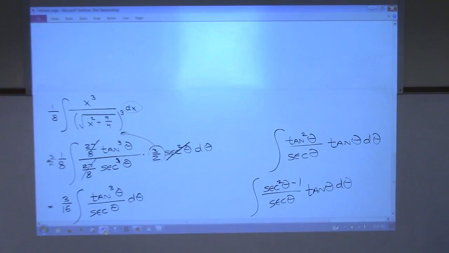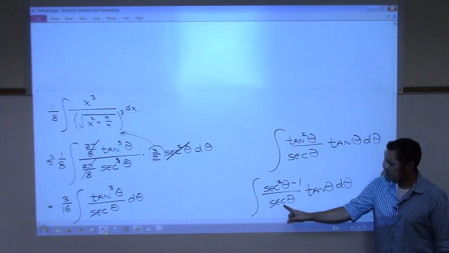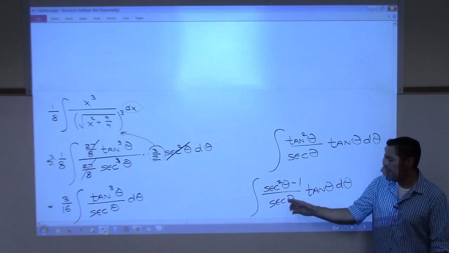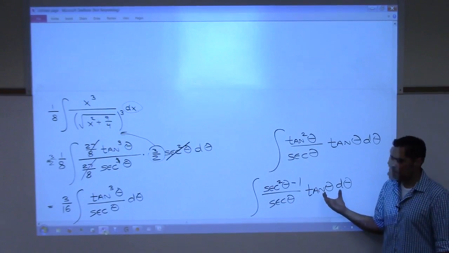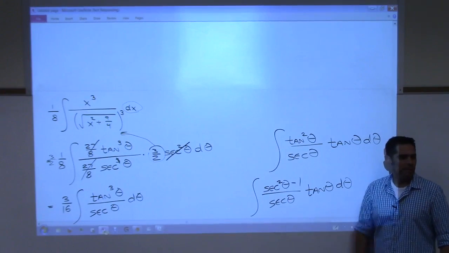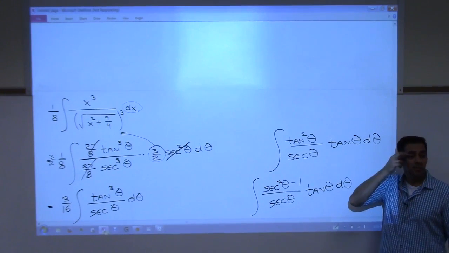I don't see u being secant. If u is secant, what's the derivative of it? Derivative of secant is secant tangent, and you don't have secant tangent, you just have tangent. And you can't pull this one out here because there's two terms here. Got it?